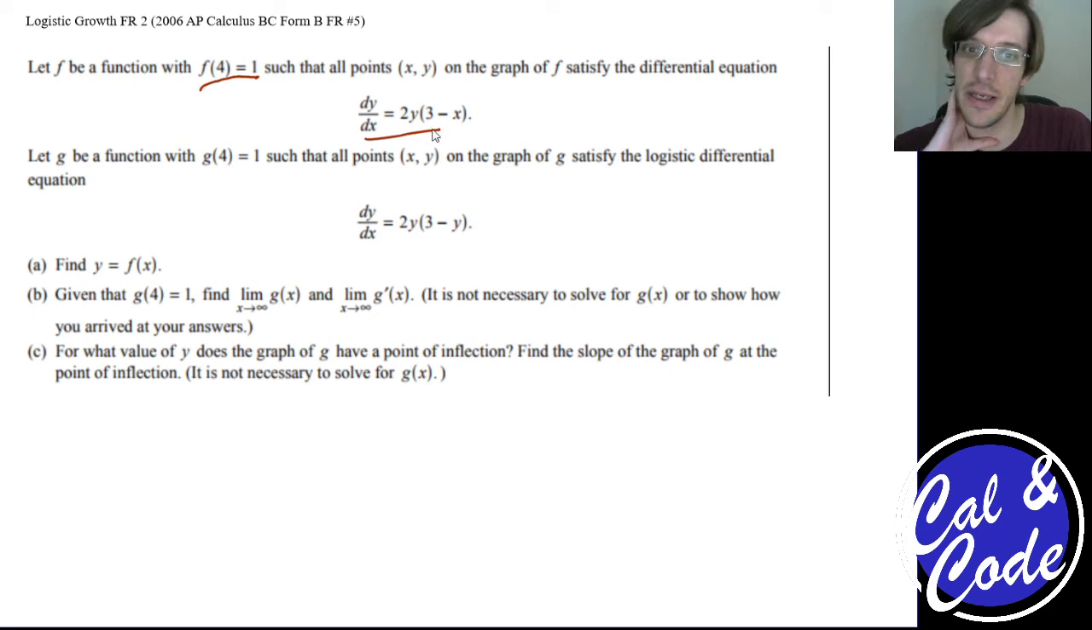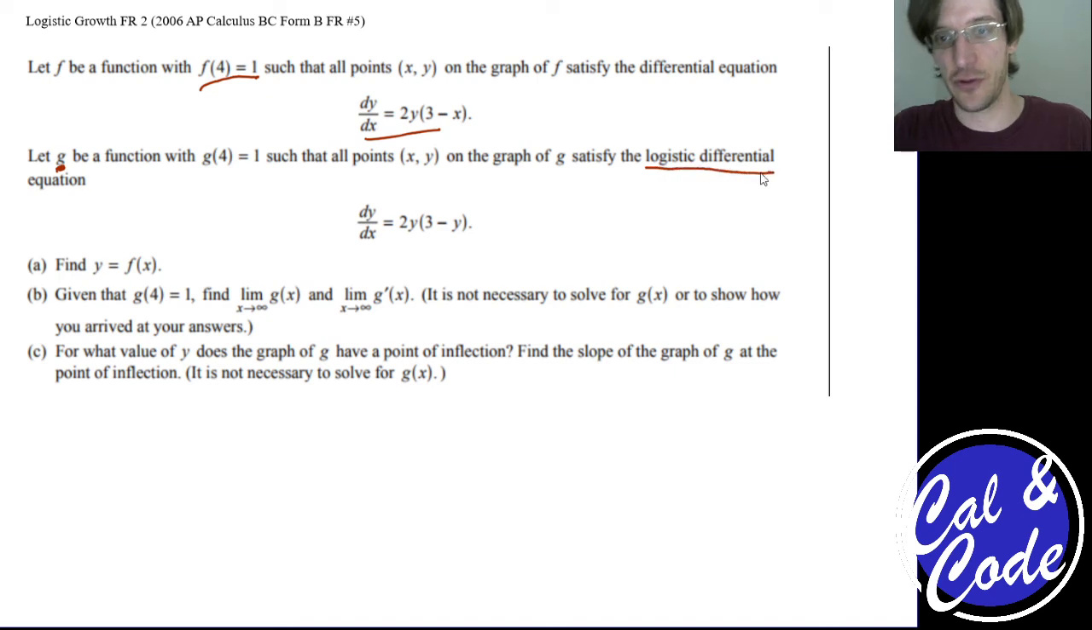This differential equation, again, separable. I can separate the y's and the x's pretty easily. Then I have another function, g, right? And with g, we have a logistic differential equation. So again, there it is. And to find this y equals f of x, again, we're going to use our separable differential equation strategies.